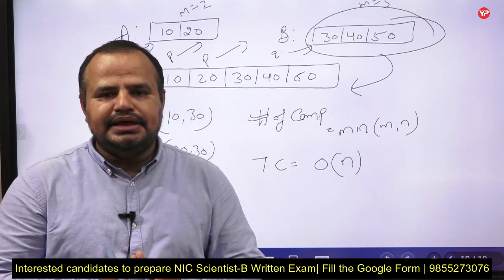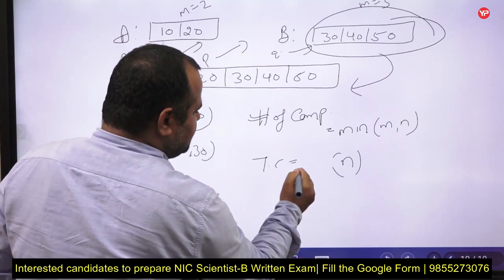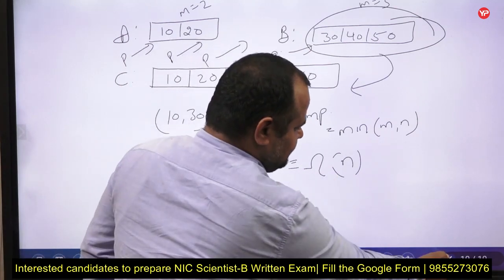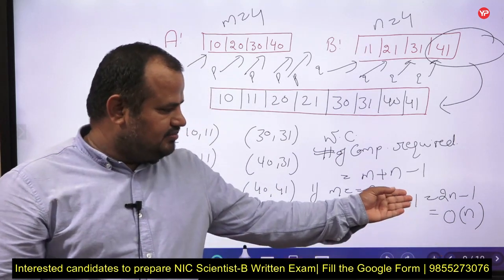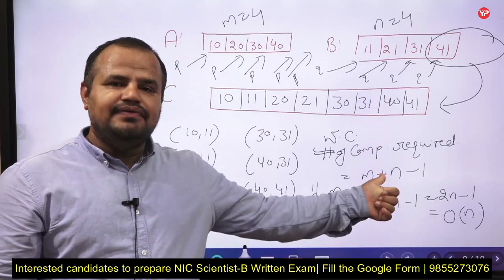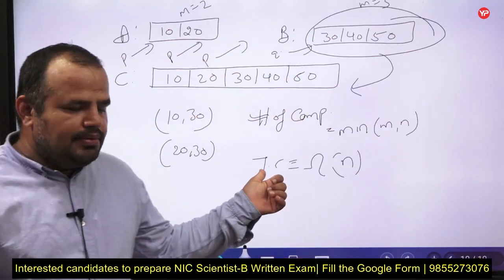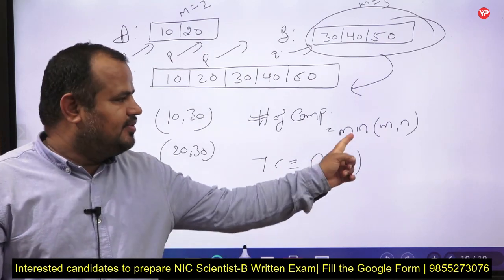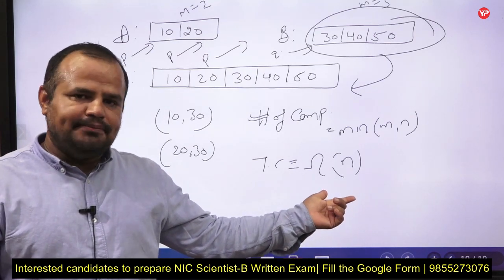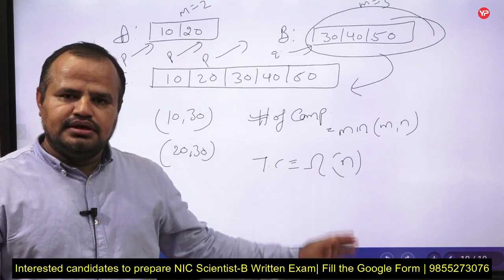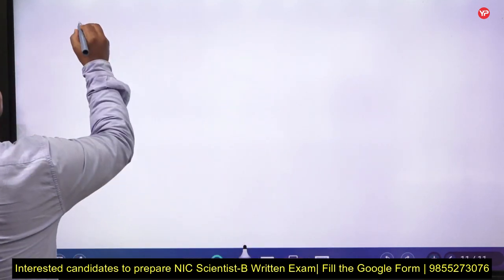If we have two sorted subarrays, the maximum number of comparisons required is m plus n minus 1, and the running time is order of n. The minimum number of comparisons required is the minimum of m comma n, and in terms of asymptotic time complexity, it is omega of n. Getting my point? Now we move on to our actual topic, that is merge sort.